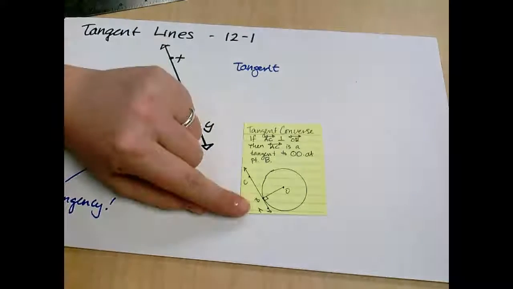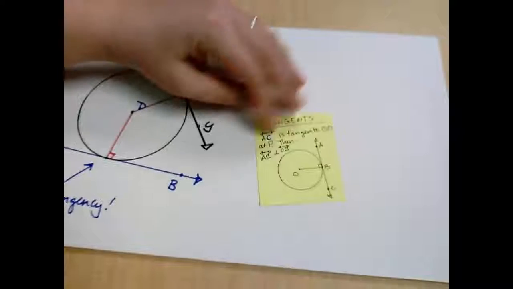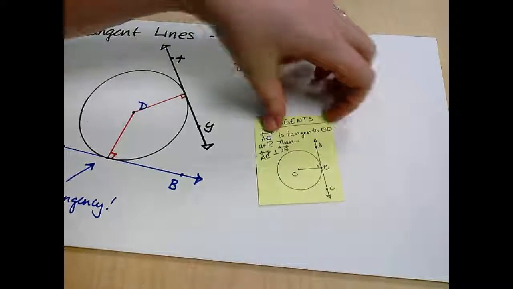So it's both of those. If it's a tangent line, then it's perpendicular, and if it's perpendicular, then it's a tangent line.